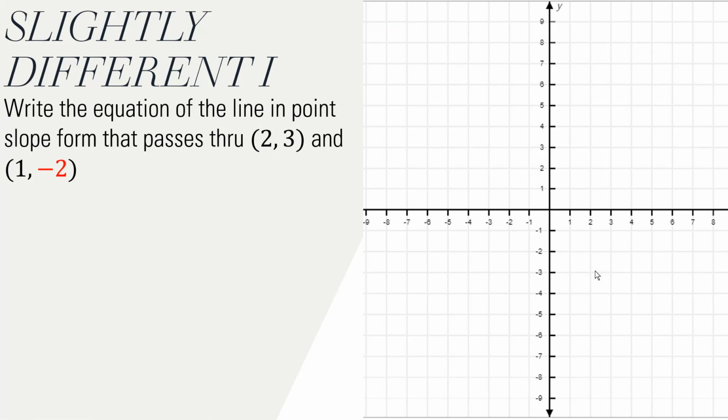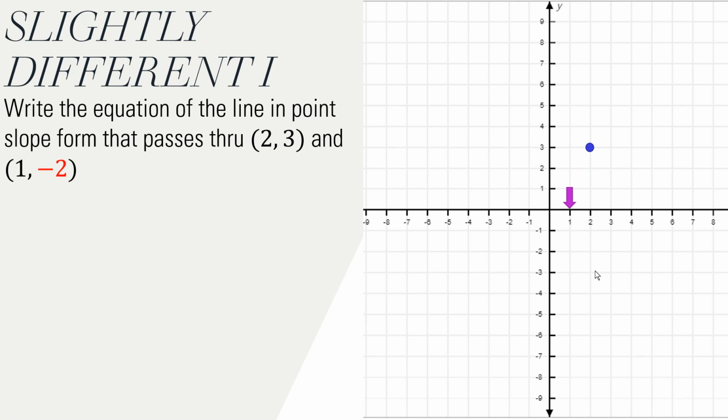Alright, slightly different. We're going to write the equation of the line in point slope form that passes through (2, 3) and (1, -2). We're going to graph these two points first. So (2, 3): where they intersect is our point.